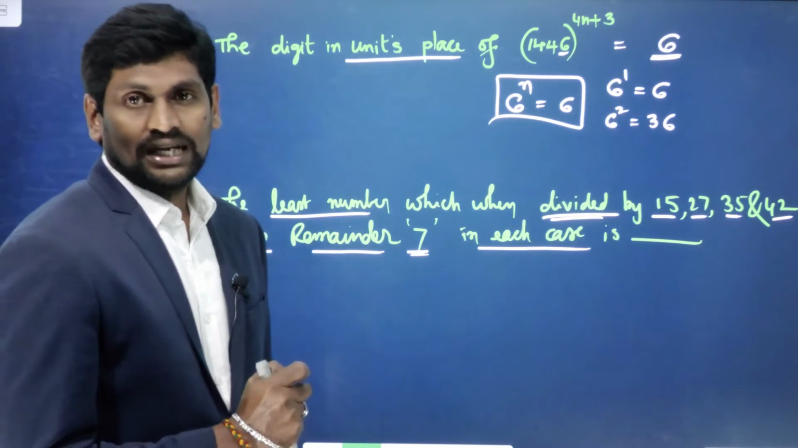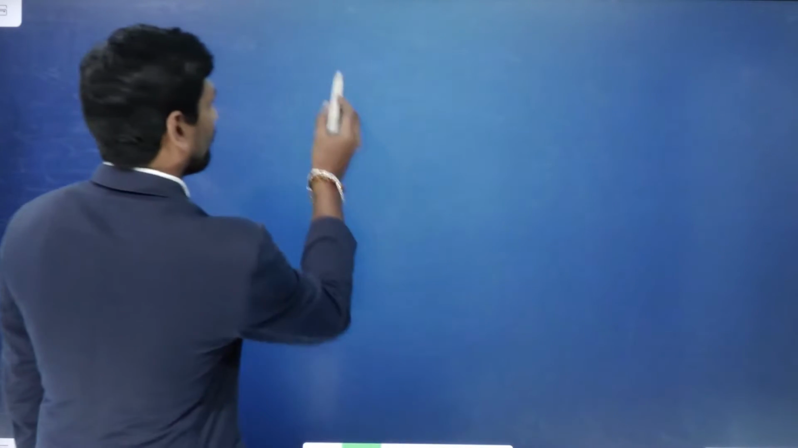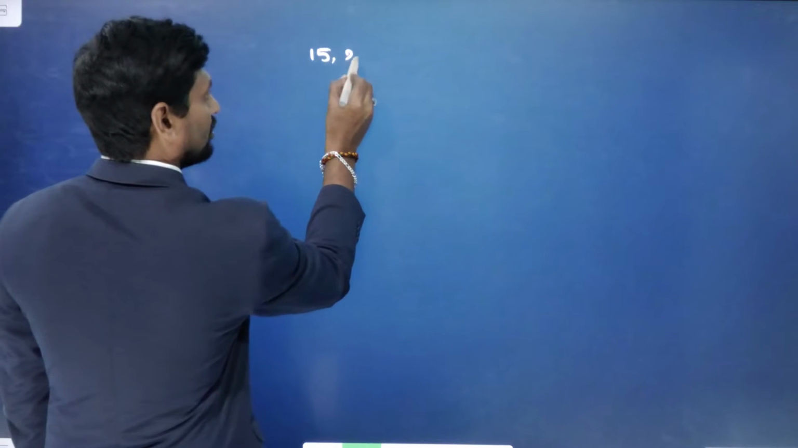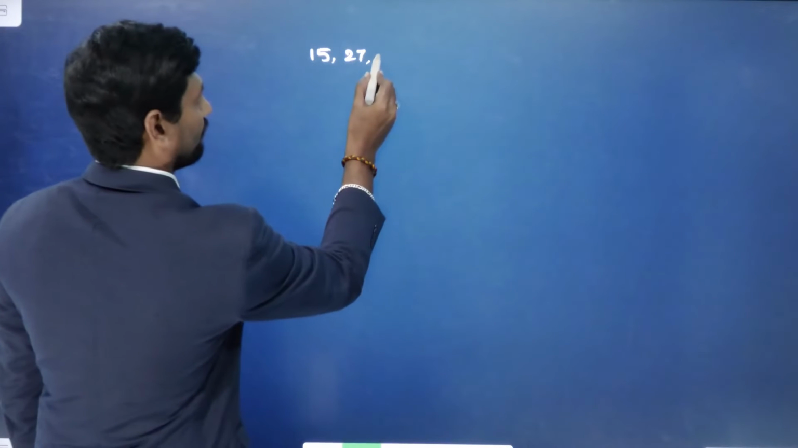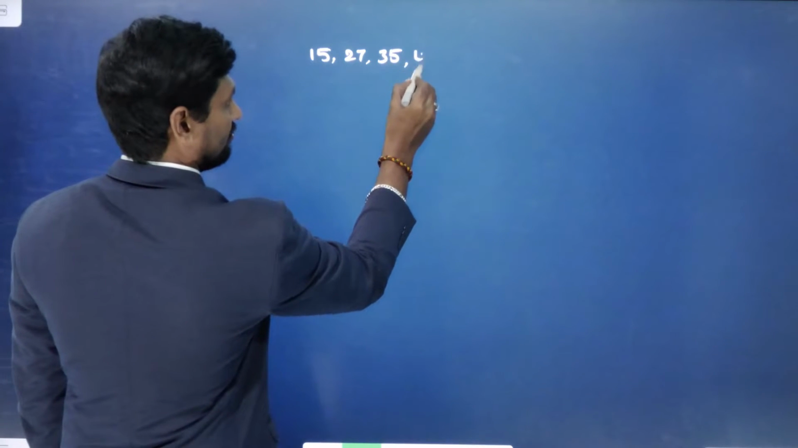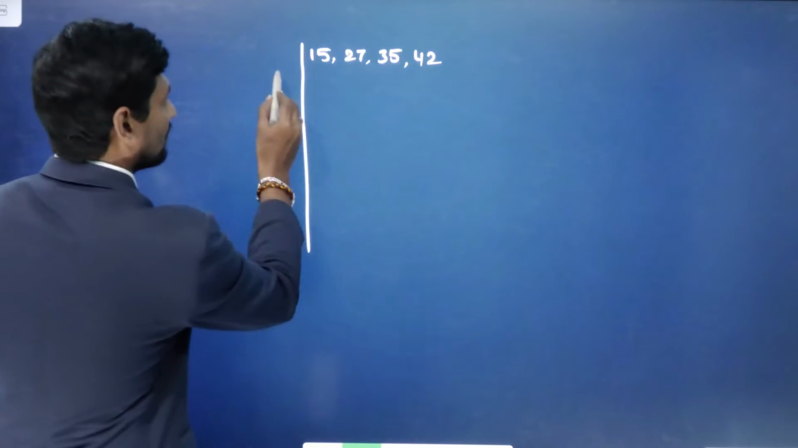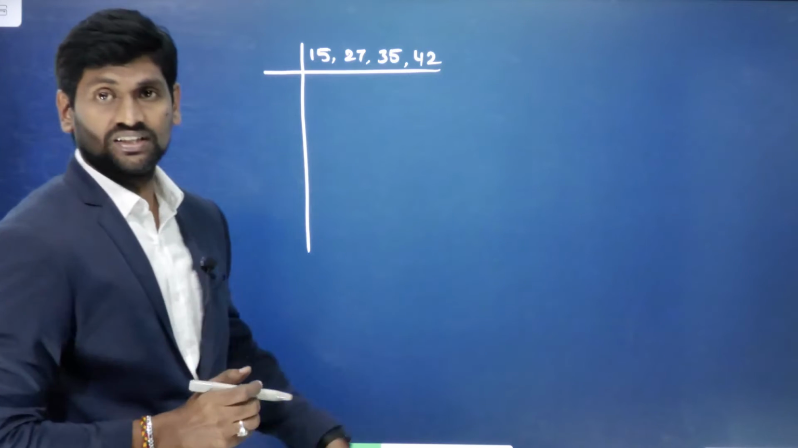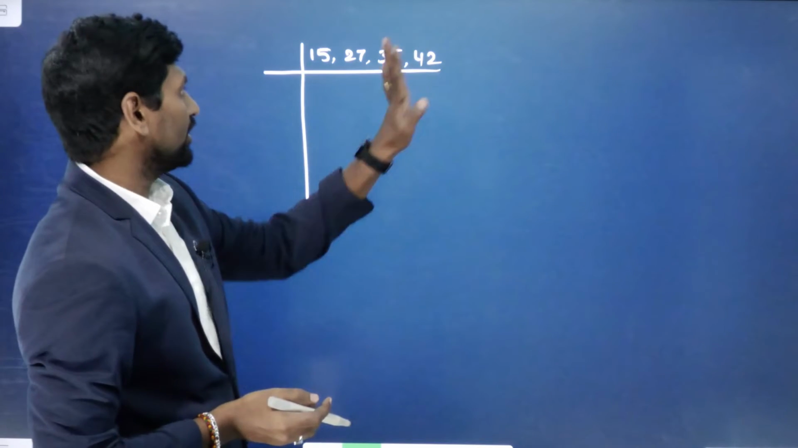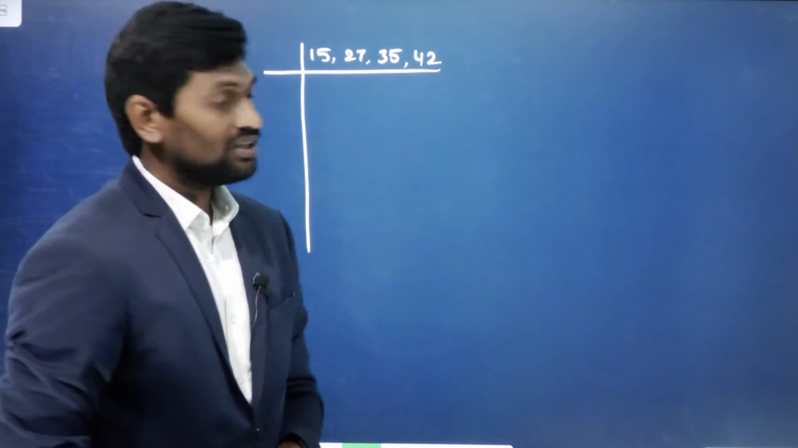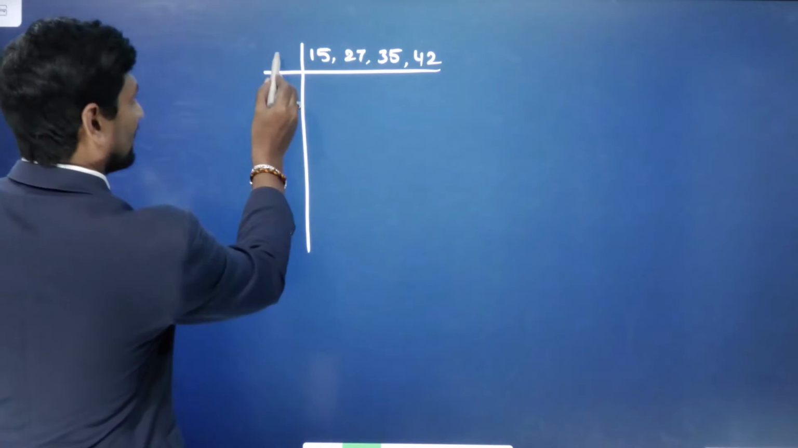So here also, as a process, we need to find the LCM first. What are the numbers we have? 15, 27, 35 and 42. Let us find the LCM for these by using synthetic division. Now, while you are observing 15, 27 and 42, these 3 numbers will come in the 3 table, but 35 won't come. I'm just using the prime number 3.